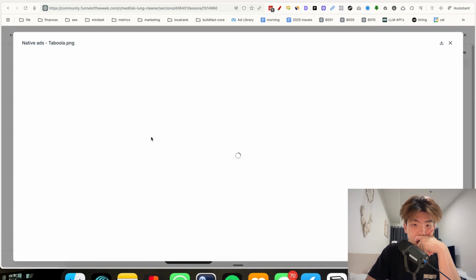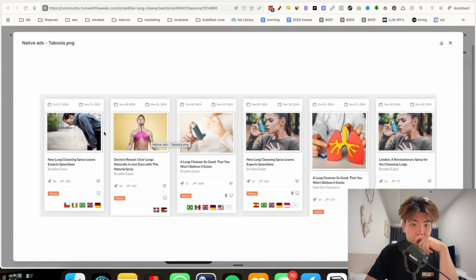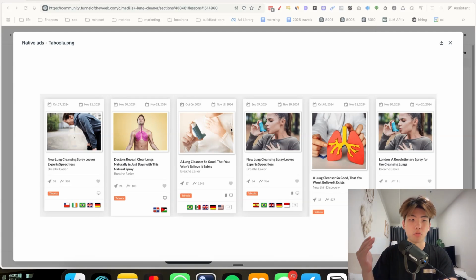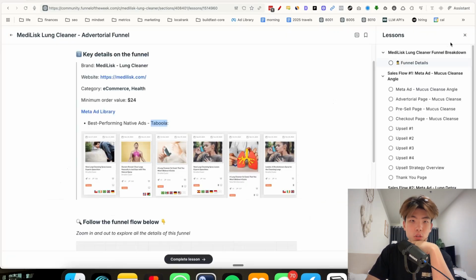So here are some of the ads, and you can see from the images that they're very emotionally evoking. This one, the guy's gasping for air. This one highlights the lung. This one highlights an item, and it's pointing to some item. So the images are very interesting. And then the headlines, let's see: "New lung cleansing spray leaves experts speechless." "Doctor reveals clear lungs, a lung cleanser so good that you won't believe it exists." So they use a lot of authority figures and this idea of something new just coming out to fix your issue. This is a burning issue, and people are probably always looking for a solution.